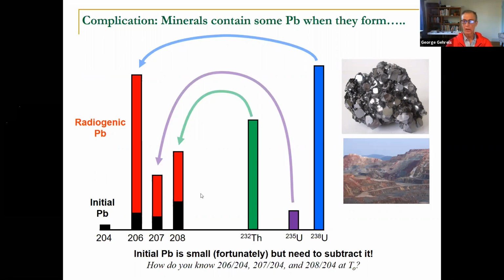And so the question is, how do you know how much 206, 207, and 208 to subtract? How do you know what the ratio was back at the time of crystallization of 206 to 204, 207 to 204, and 208 to 204? So you want to jump in and just chat? Tell me, how do you do this? How do we know how much 206, 7, and 8 to subtract from our measured values to do this correction for common lead?